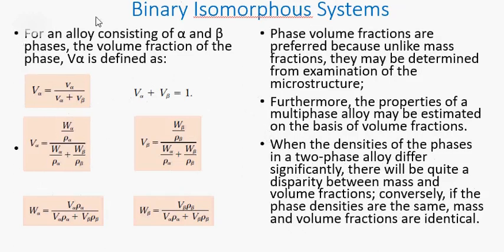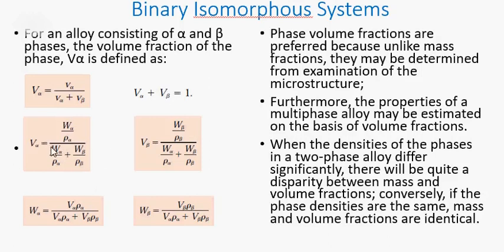Here, when we have a binary isomorphous system, it could be other systems also, where instead of the liquid we have alpha plus beta. So the volume fraction is going to be the volume of alpha over the total volume, alpha plus that of beta. And when you add the two volume fractions, that of alpha and beta, it is going to be equal to 1, or 100% in percentage.